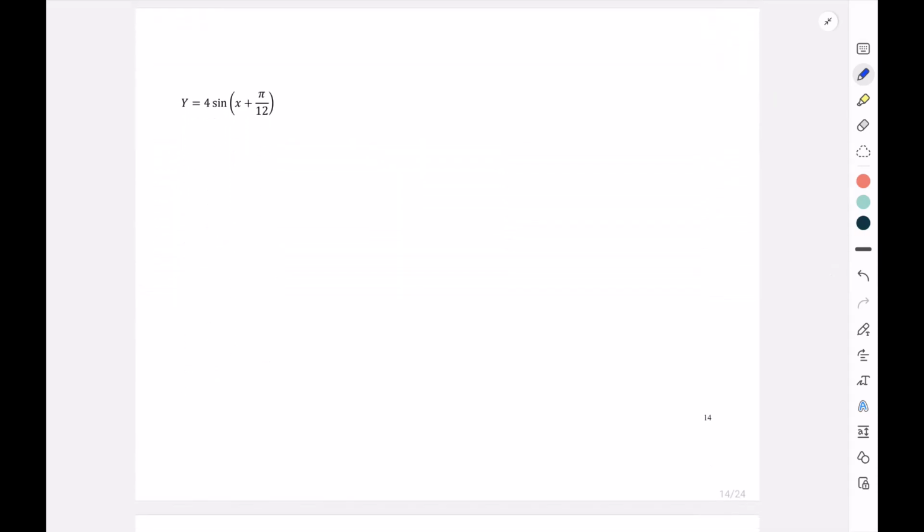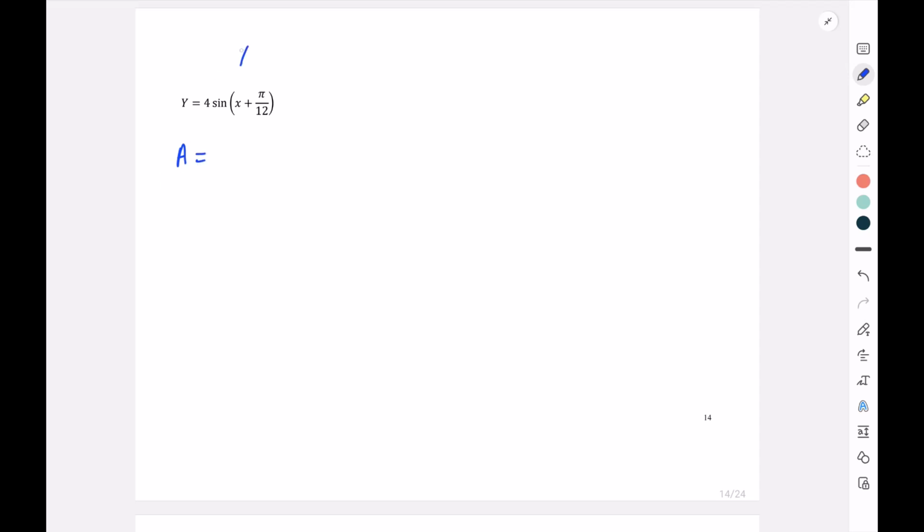So first, we're given y equals 4 sine in parentheses x plus pi over 12 in parentheses, and we want to find the various points for the a, b, c, and d, and then find the rest of everything that we need in order to graph it. So first, I would find the amplitude.